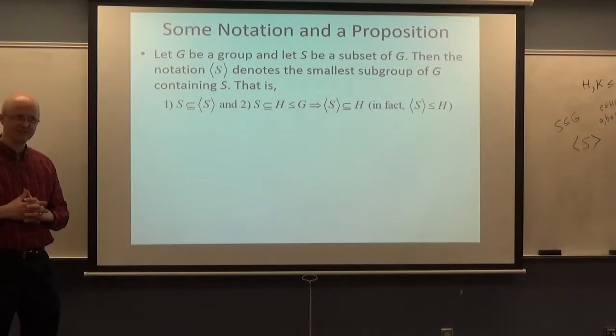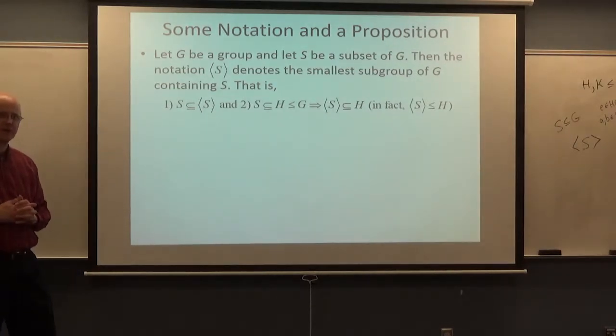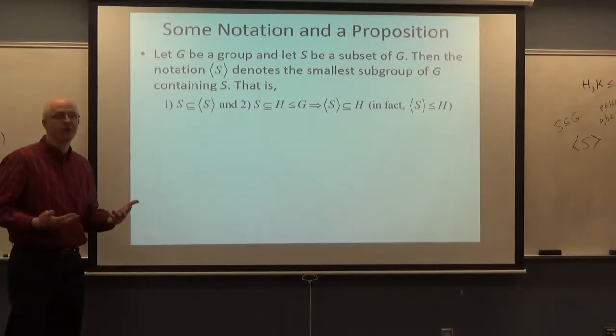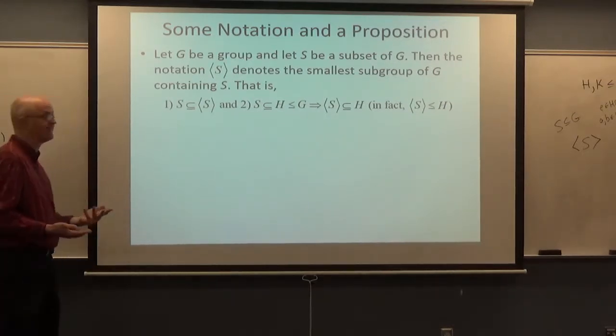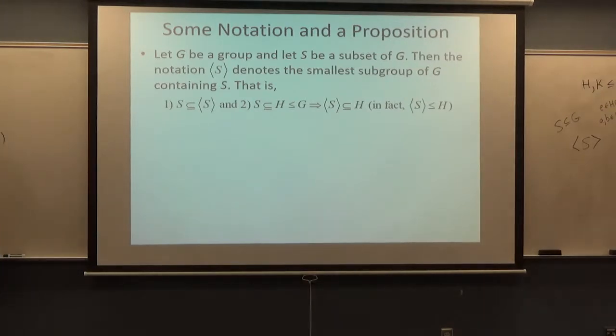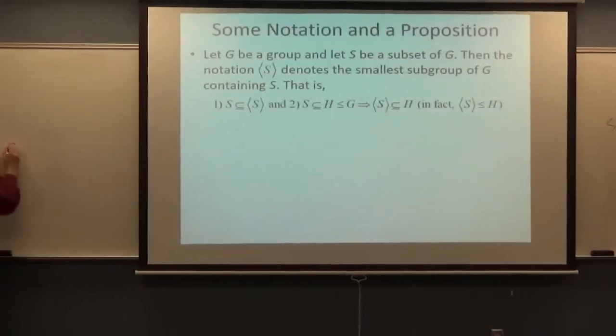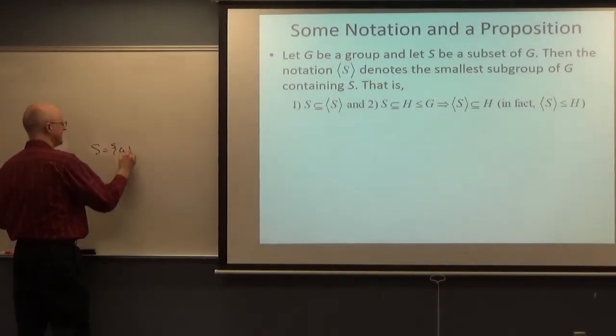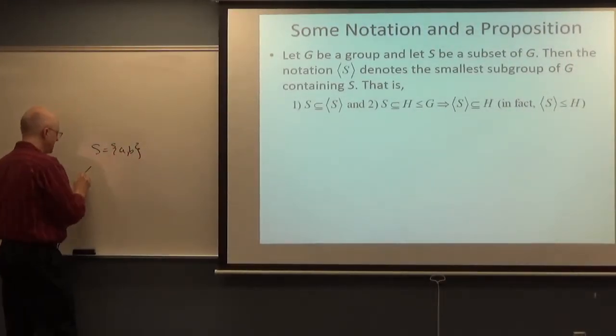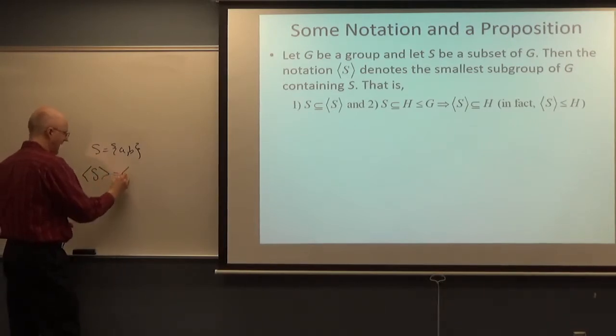It's the smallest subgroup of G containing the set S. This would be the subgroup generated by S, you might say. And if S happened to have two elements, for example, if S consisted of two elements, A and B, then you could also write this as this.